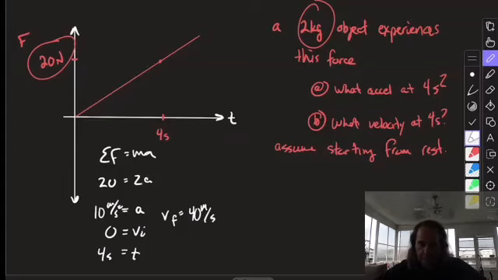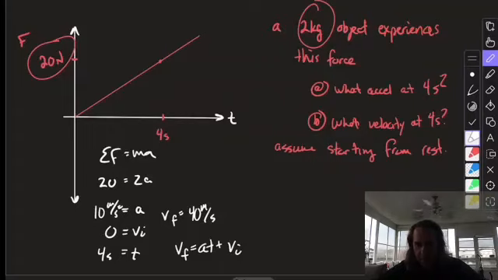The reason students screw this up is they forget you can only use vf equals at plus vi if the acceleration is constant. Does this object have a constant acceleration? Looks to me like it doesn't. The force is getting greater all the time. So the acceleration is getting greater all the time. Now you understand they're setting you up to make this mistake.